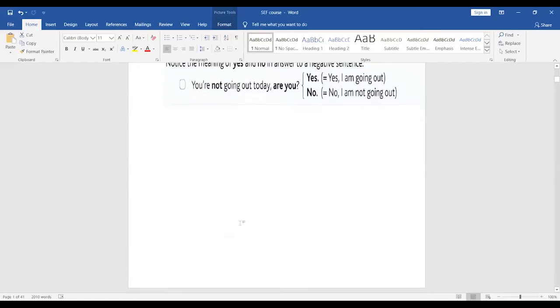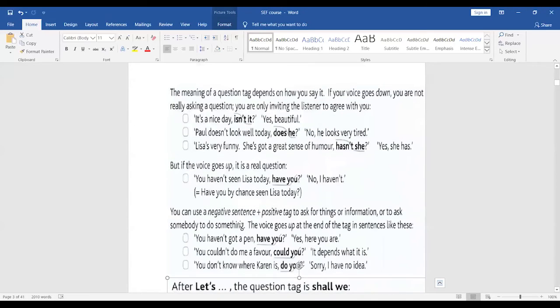So now that you know in detail what question tags are, let's take a look at intonation. Intonation is the way I pronounce, whether my voice is going to go up or take a slight dip. It's a very slight dip, so you need to pay attention to recognize the voice inclination. The meaning of a question tag depends on how you say it. If your voice goes down, then you are not really asking a question. You're only inviting the listener to agree or disagree with you.